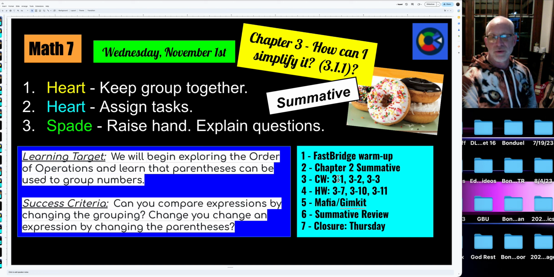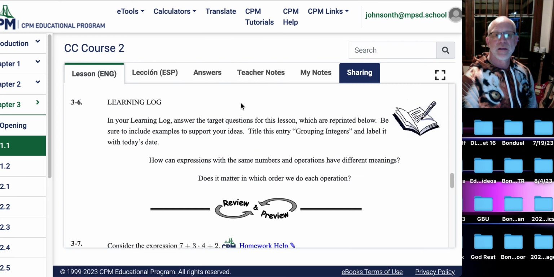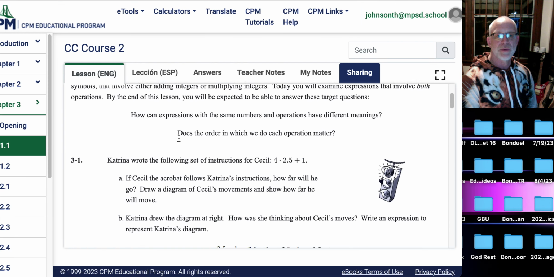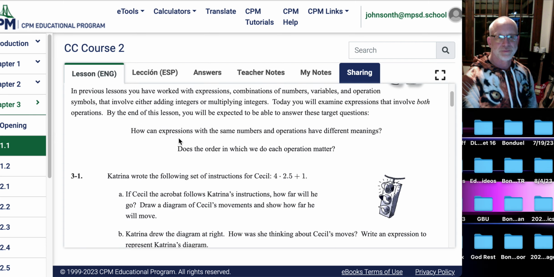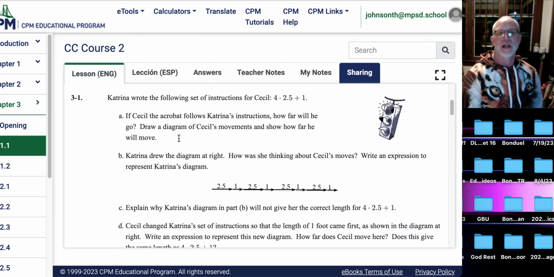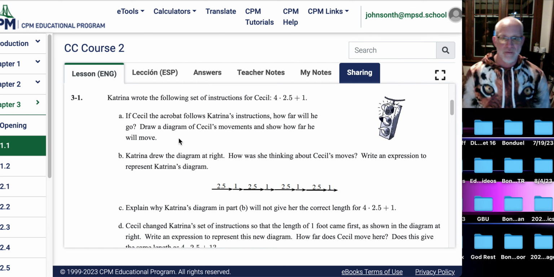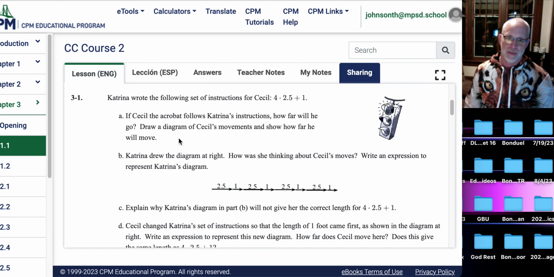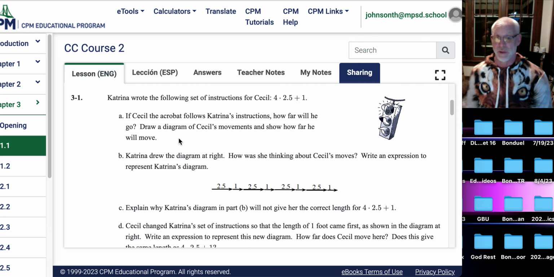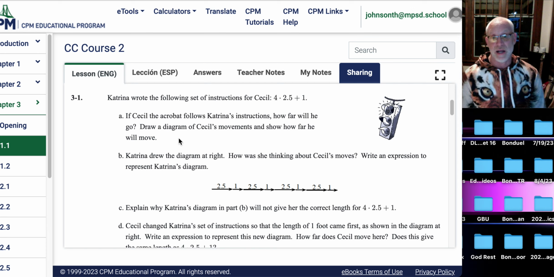After that, we're going to do 3-1, 3-2, and 3-3 out of our book. Here's 3-1. Katrina wrote the following set of instructions for Cecil: 4 groups of 2.5 plus 1. If Cecil the acrobat follows Katrina's instructions, how far will he go? In your groups, draw a diagram and show how far he's going to move. I'll get you some big paper and we'll map that out together.